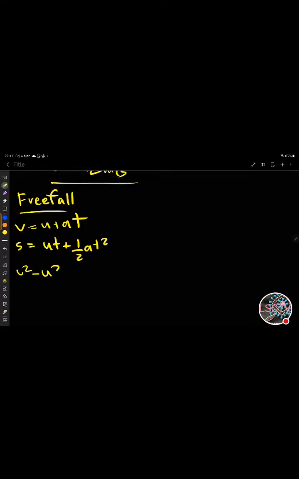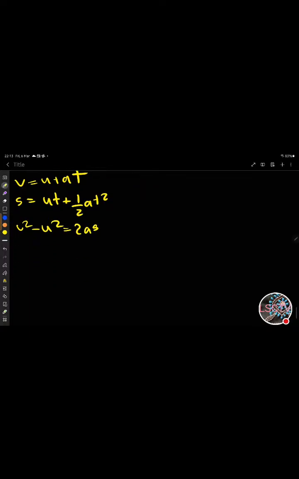Then v square minus u square equals 2as. You can use the other form of this as well. There's no change.